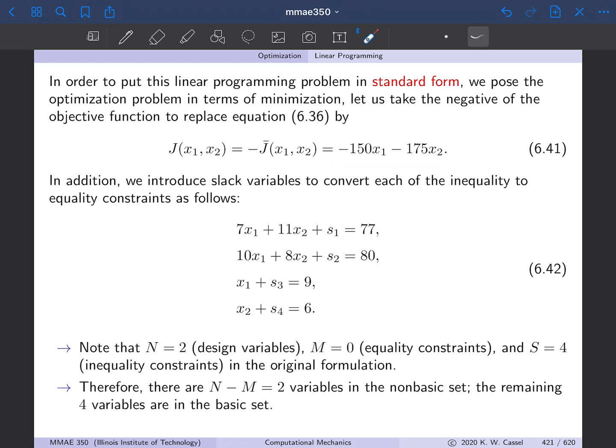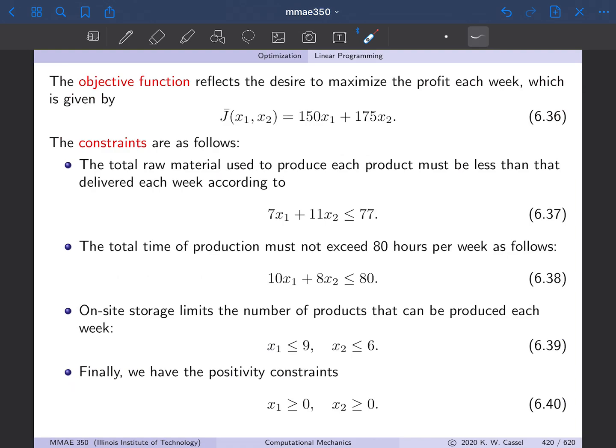Then we have several inequality constraints. We just laid them out, and we'll introduce slack variables to convert them each to equality constraints. Let's actually go back here and think about N, M, and S. So remember, N is the number of design variables, of which there are 2, so n is 2. M is the number of equality constraints, of which there are none.